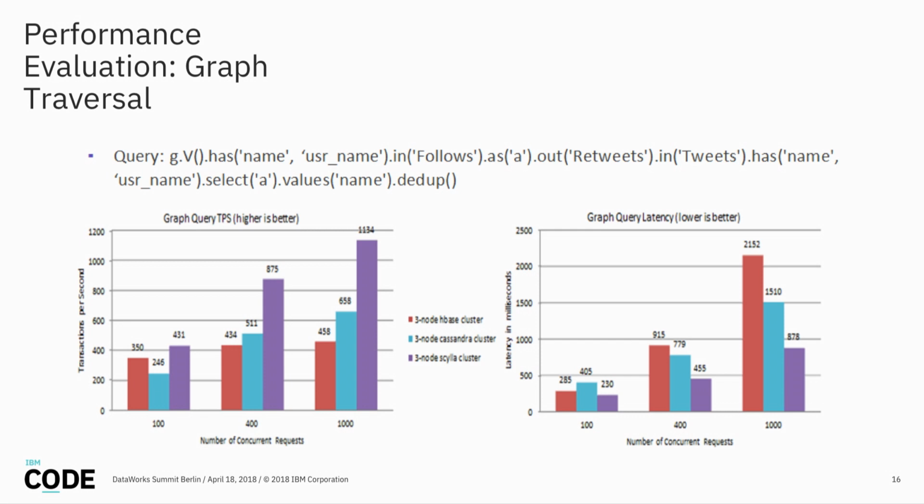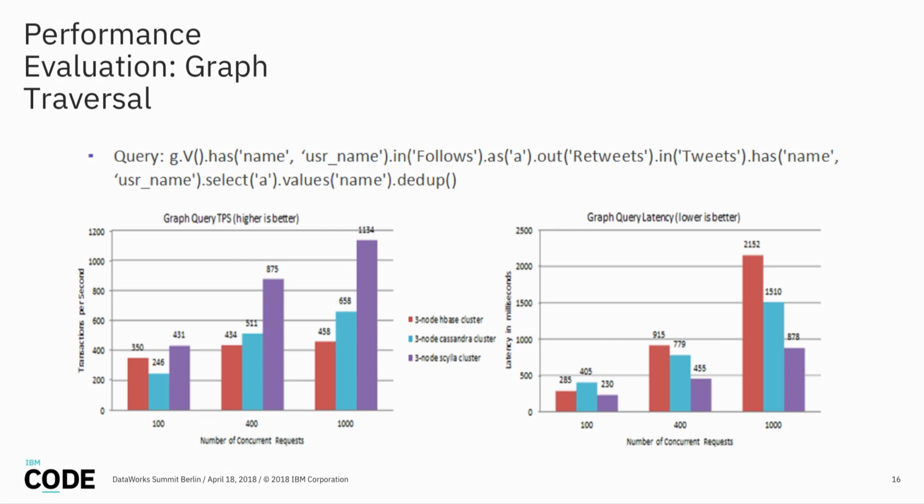In this case, we want to make it a bit more realistic, because you can always query for a record by the ID. That's really fast. But this time, we want to search, for instance, for all your followers that retweeted one of your tweets, right? So it's actually a 3-step traversal.